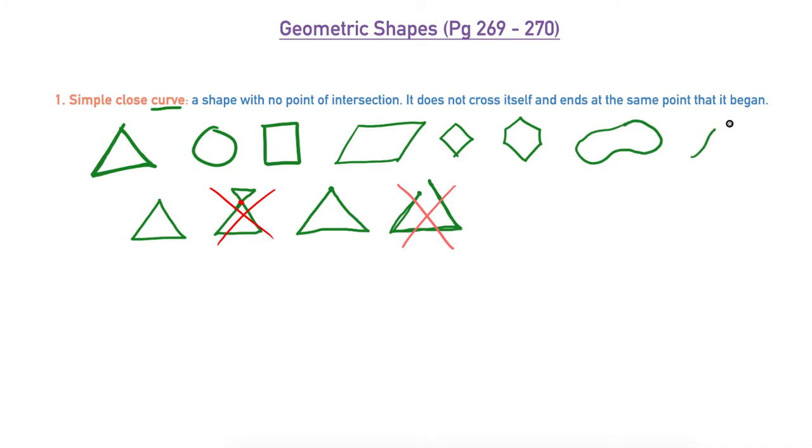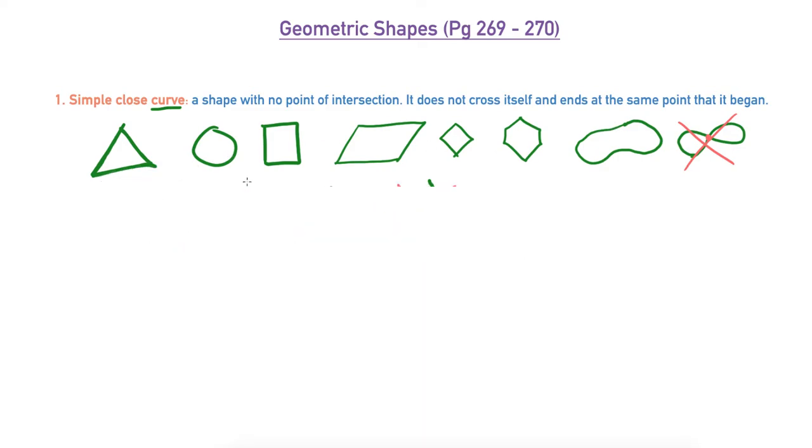But if I drew something like this, would this be a simple closed curve? No, okay, because you see at this point here, our lines cross each other. So that would not be considered a simple closed curve. All right, so let me erase these here. Let's go to our next concept.